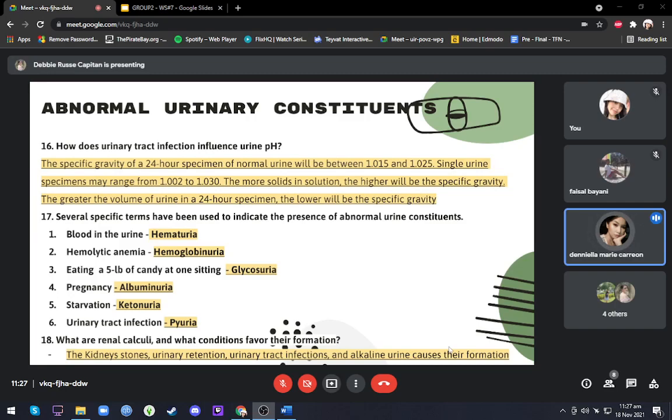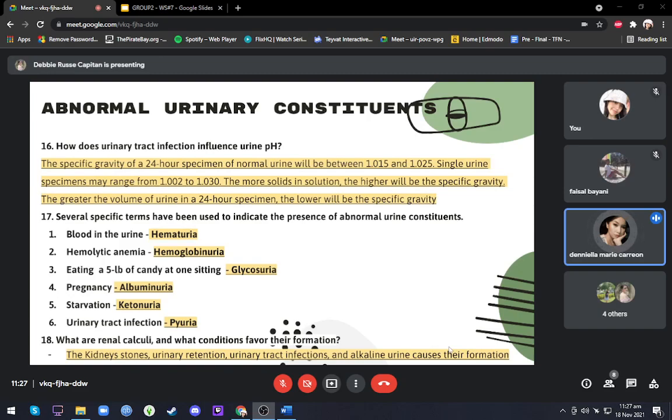Number 17, several specific terms have been used to indicate the presence of abnormal urine constituents. Number 1, blood in the urine, hematuria. Number 2, hemolytic anemia, hemoglobinuria. Number 3, eating 5 pounds of candy at one sitting, glycosuria. Number 4, pregnancy, albuminuria. Number 5, starvation, ketonuria. Number 6, urinary tract infection, pyuria.